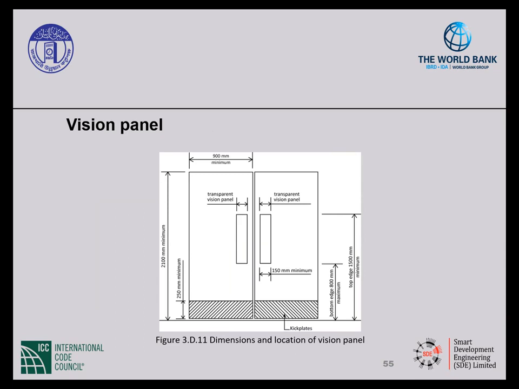Vision panel. So just a couple of slides ago, we talked about where vision panels would be required. So for the safety of the ambulant disabled or wheelchair users, all two-way swinging doors across the accessible route shall have a transparent vision panel. The vision panel should be a minimum 150 millimeters wide, and it should be located to the bottom edge a maximum 800 millimeters above the floor, to the top edge a minimum 1500 millimeters above the floor, and it should always be located on the opposite side of the hinge.